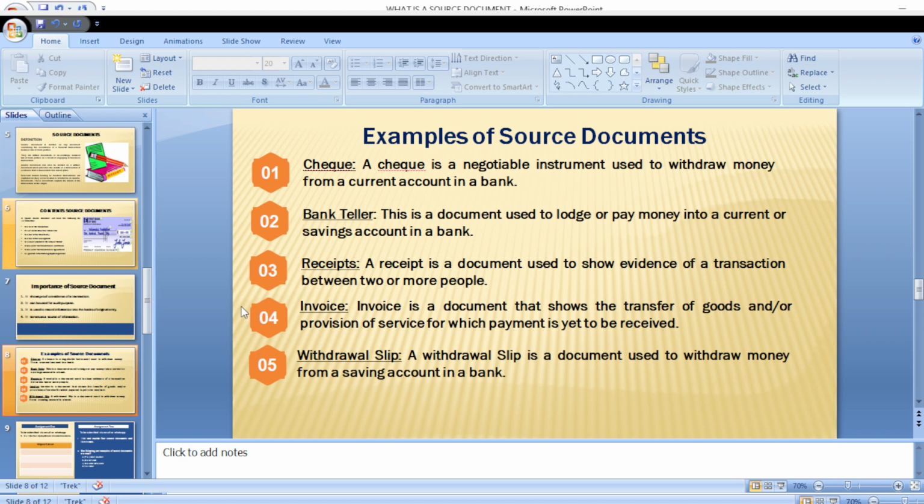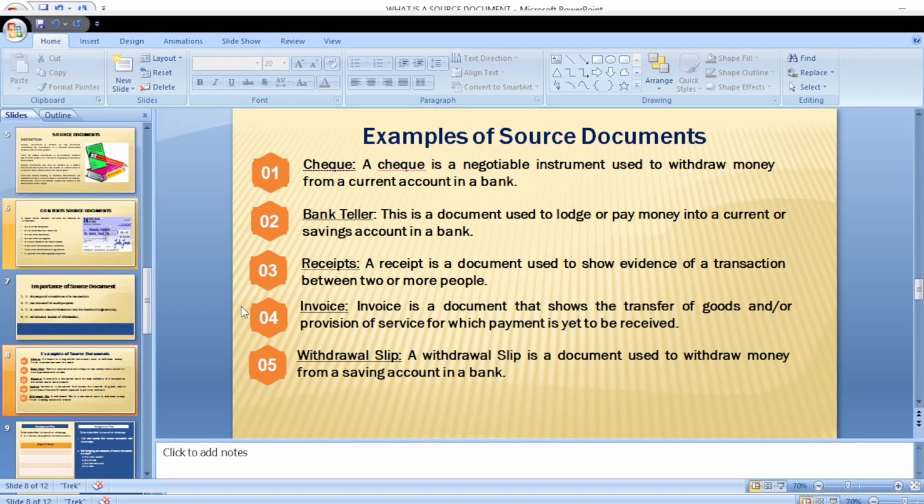Now, a check is a negotiable instrument used to withdraw money from a current account in a bank. Of course, a check will be given to the beneficiary to take to the bank in order to be able to withdraw money from the bank. So that is the essence of the check. The current account holder may take the check himself to the bank to try to withdraw from his account, or may give a check to a beneficiary for him to take it to the bank and get paid, or can even pay the check into his own private account.